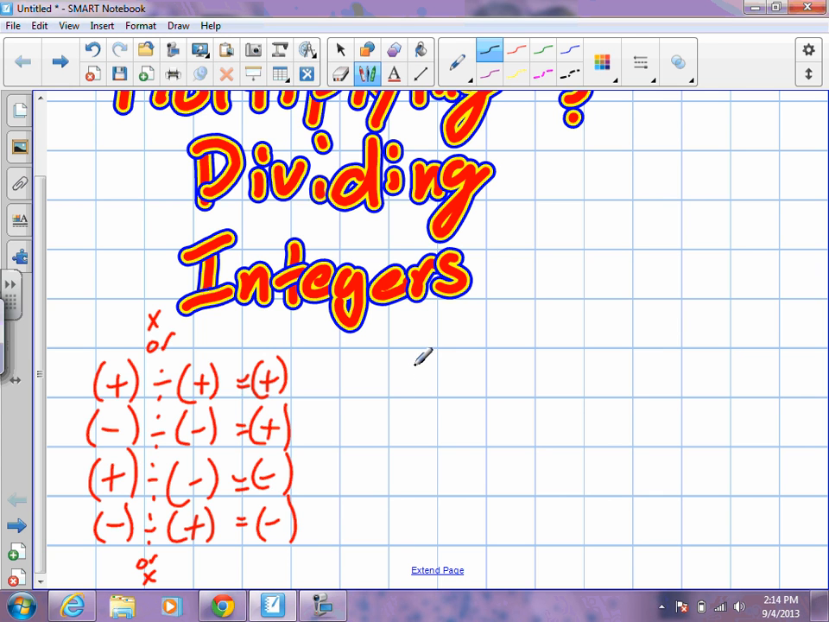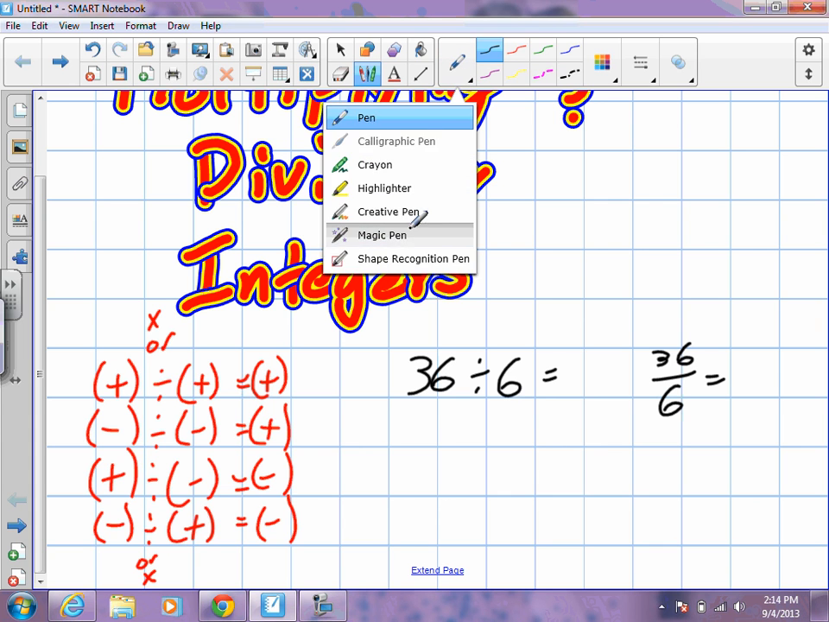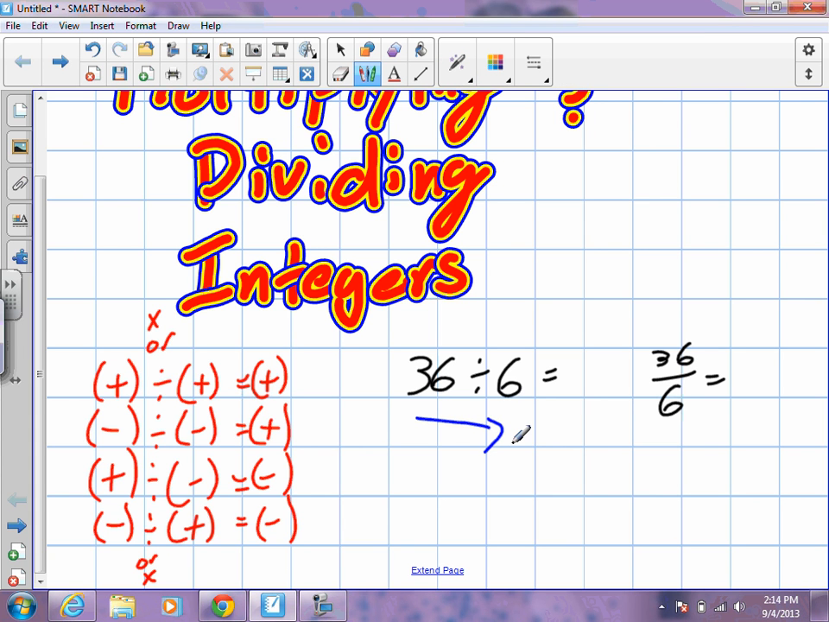Let's say we have 36 divided by 6. Or I'm going to write this another way, 36 over 6. Both of these are the exact same question. One of them is written on one horizontal line, and the other one is written like a fraction. They mean the exact same thing. This is read as 36 divided by 6, and the fraction bar stands for division. These both are going to give us the same answer.